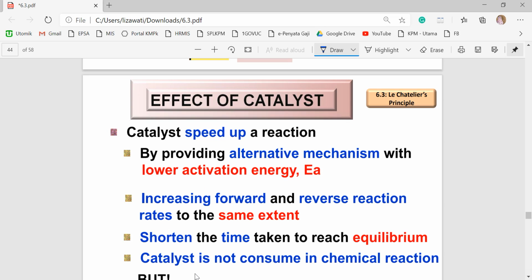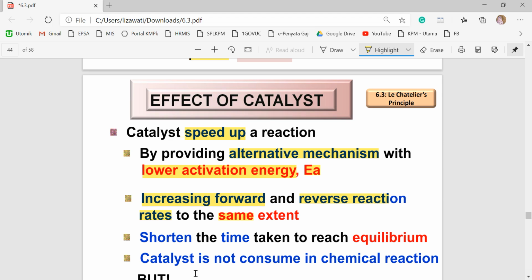And the last part is the effect of catalyst. First of all, you have to know what the function of a catalyst is. The function here is to speed up a reaction. How will the catalyst speed up the reaction? By providing an alternative mechanism with lower activation energy, referred to as EA, increasing the forward and also the reverse reaction rates.